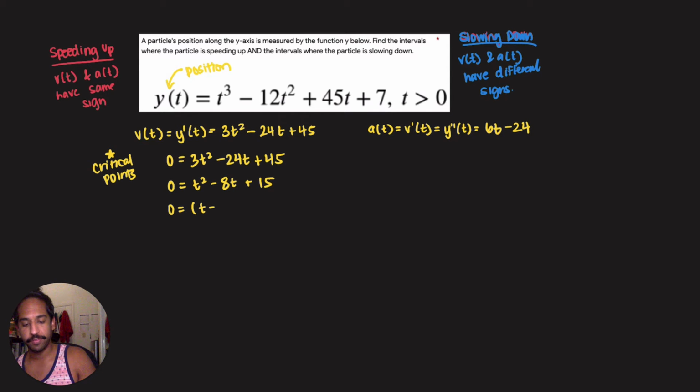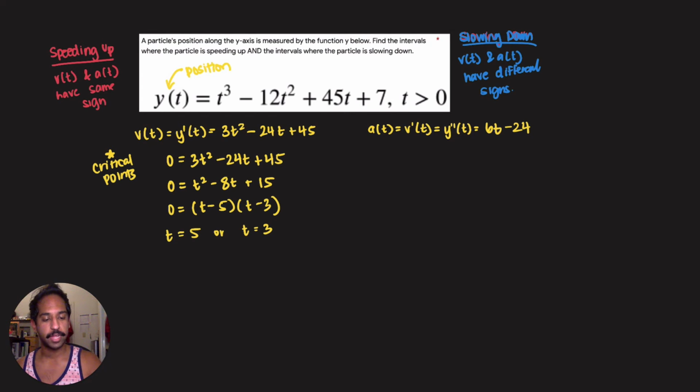Okay, so we need to figure out two numbers that multiply to make 15 and add together to make negative 8. I know that that's going to be t minus 5 and t minus 3. Whew, there we go. Okay, now what do we do next? We just use the zero product property, so I know that t is going to equal 5 or t is going to equal 3. Great.